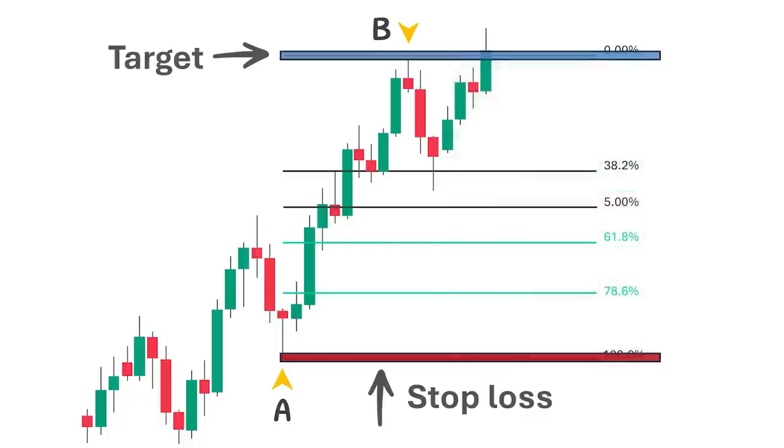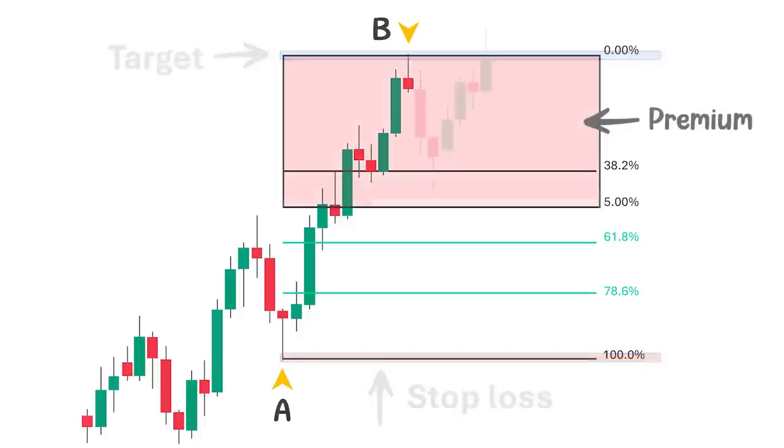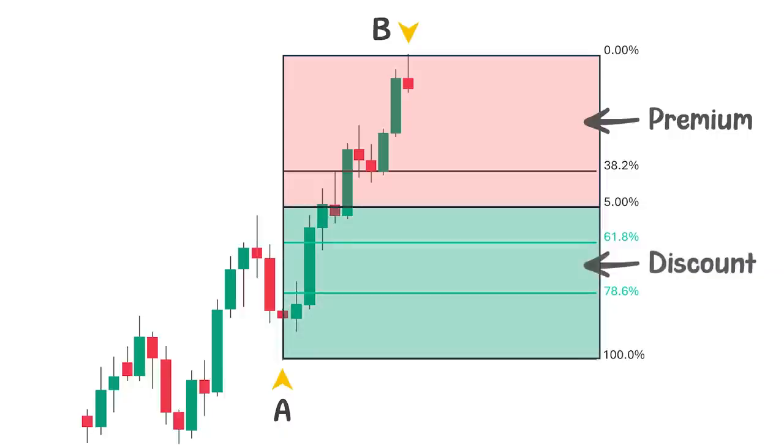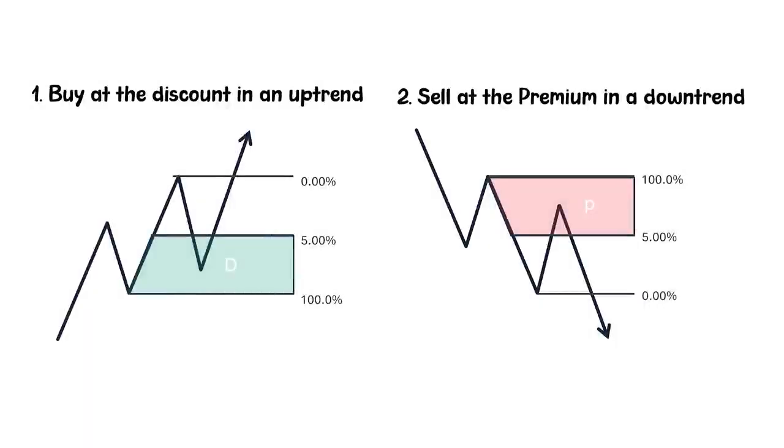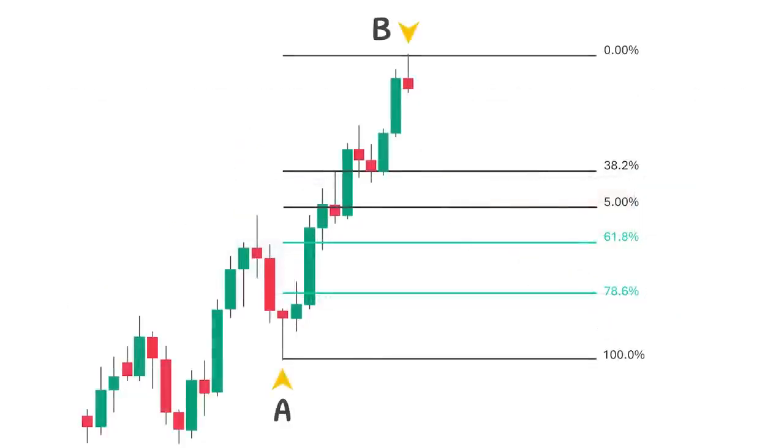This is also a good time to mention an important smart money concepts principle. The area above the 50% level is called the premium zone. The area below the 50% level is called the discount zone. The idea is simple. Buy at a discount in an uptrend. Sell at a premium in a downtrend. Now let's move into the deeper levels.